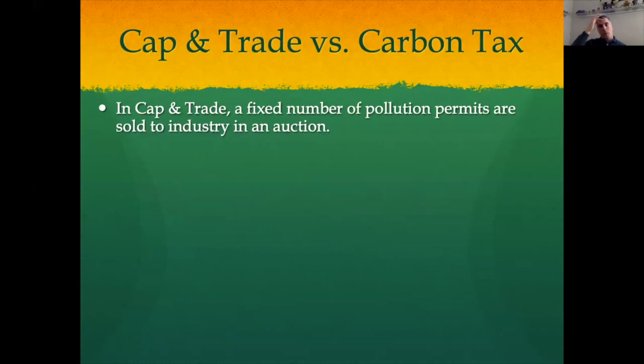Okay, so let's talk about those market-based solutions that I mentioned. So first one, cap and trade. That's been popular for a long time. The idea is that the government will set a cap on the total amount of pollution that is allowed, and they will sell permits in an auction. And then industry will go into the auction and buy as many permits as they think they need to cover their pollution.